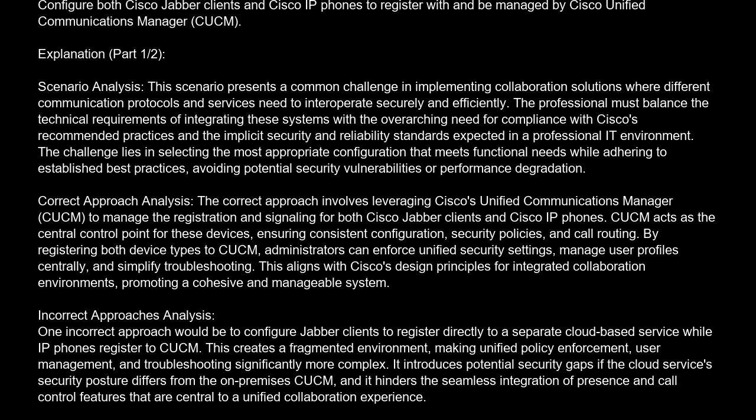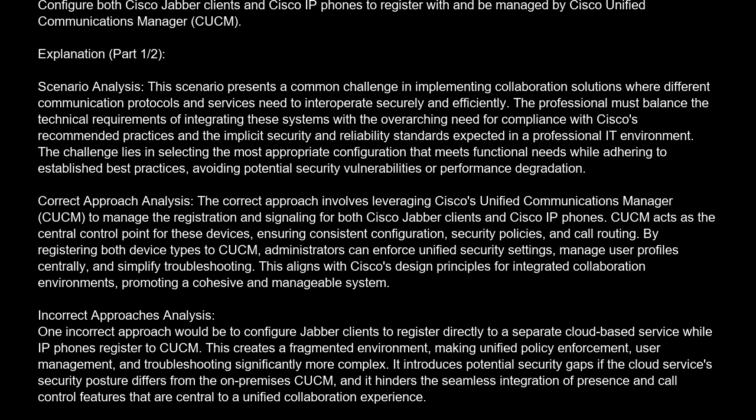The professional must balance the technical requirements of integrating these systems with the overarching need for compliance with Cisco's recommended practices and the implicit security and reliability standards expected in a professional IT environment. The challenge lies in selecting the most appropriate configuration that meets functional needs while adhering to established best practices, avoiding potential security vulnerabilities or performance degradation.